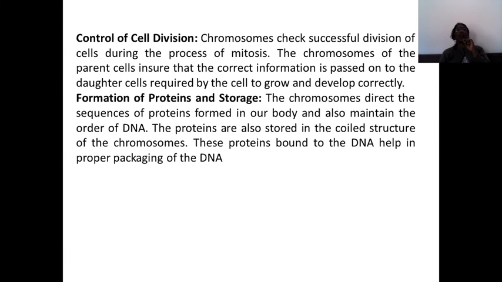Control of cell division. Chromosomes check successful division of cells during the process of mitosis. The chromosomes of the parent cell ensure that the correct information is passed on to the daughter cells, required by the cell to grow and develop correctly. Formation of proteins and storage. The chromosomes direct the sequence of proteins formed in our body and also maintain the order of the DNA. The proteins are also stored in the coiled structure of the chromosomes. These proteins bound to the DNA help in proper packaging of the DNA.